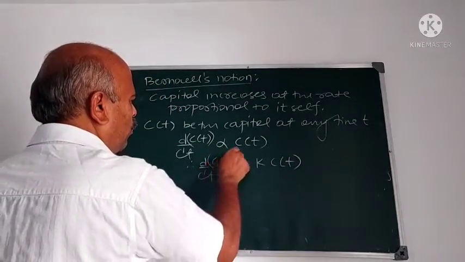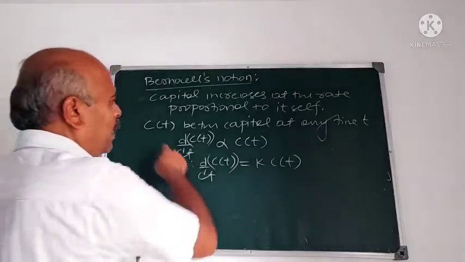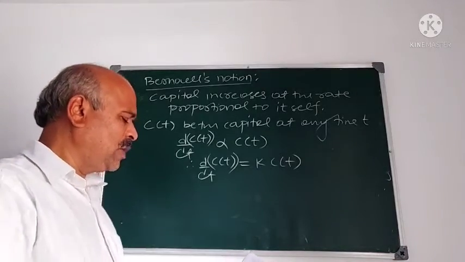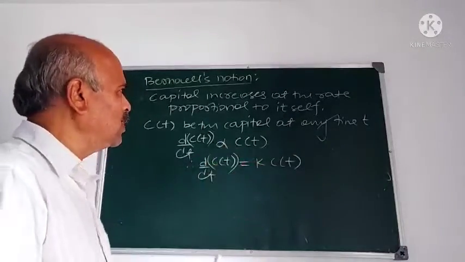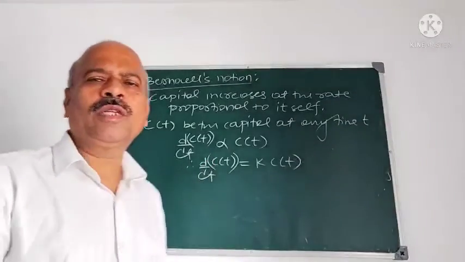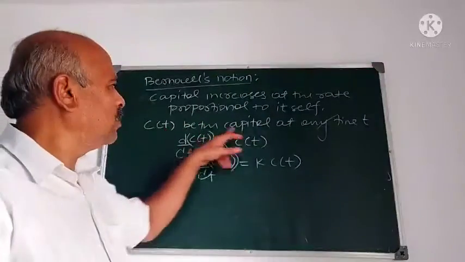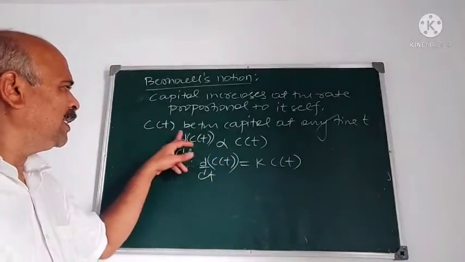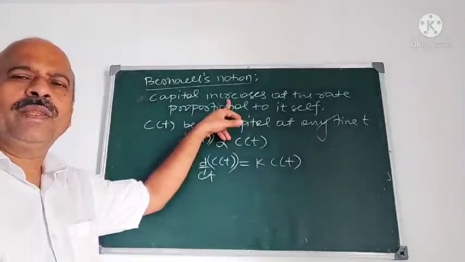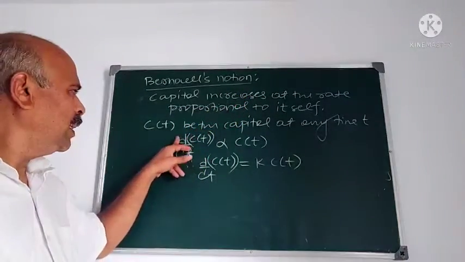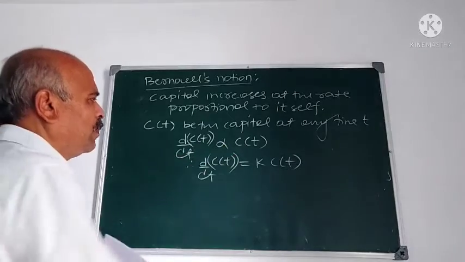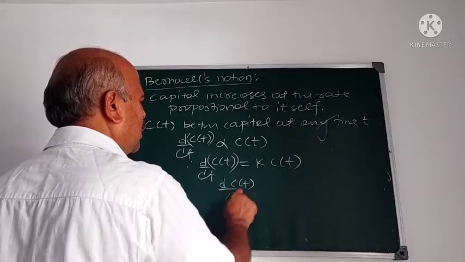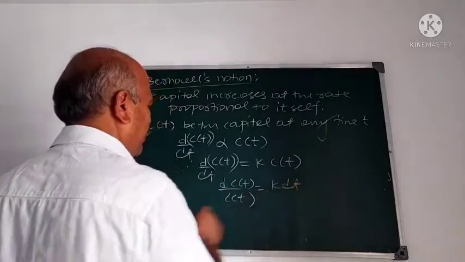Now we have to find C(t) at any time. Suppose C(t) is the capital at any time. In Bernoulli's notion it changes, that is, it increases here; it may decrease also. d by dt of C(t) is proportional to C(t). Therefore, d of C(t) upon C(t) is equal to k dt. Now integrating.